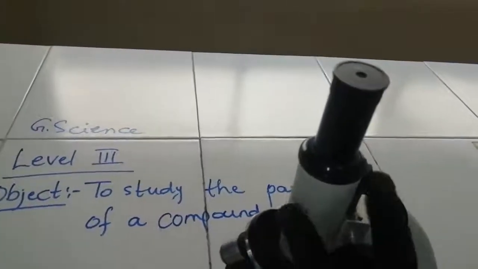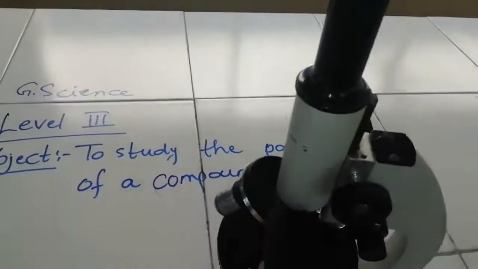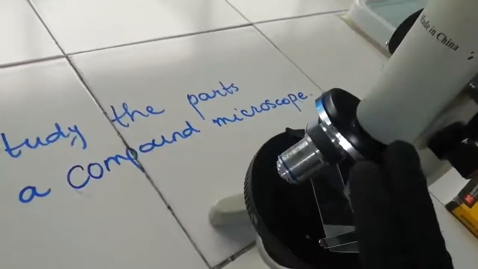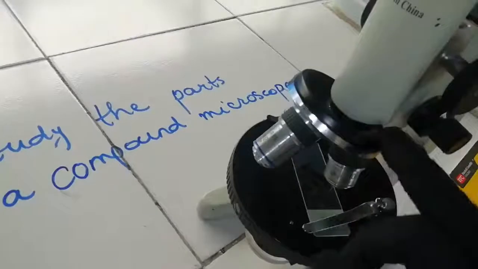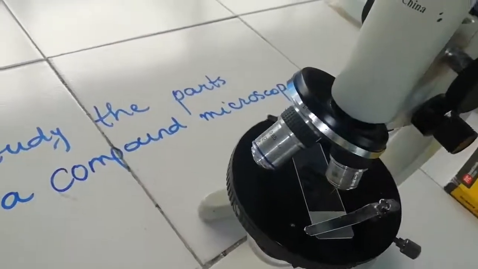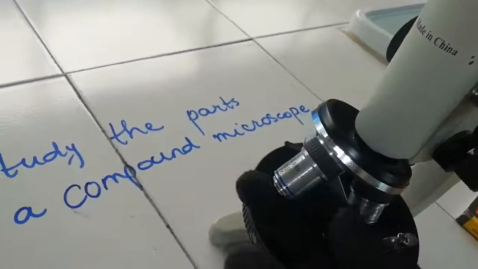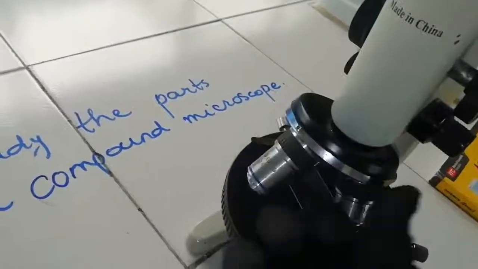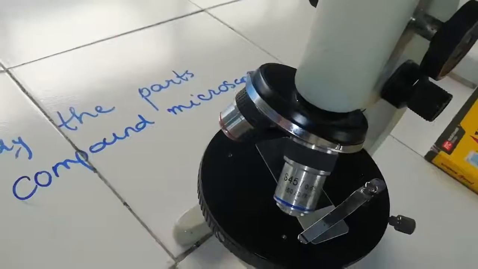Now this is a broader tube-like structure. This is called body tube. Okay, now at the end of this body tube, there is a circular disc-like structure that is called nose piece. At the end of this nose piece, there are these three parts. These are called the objective lens.